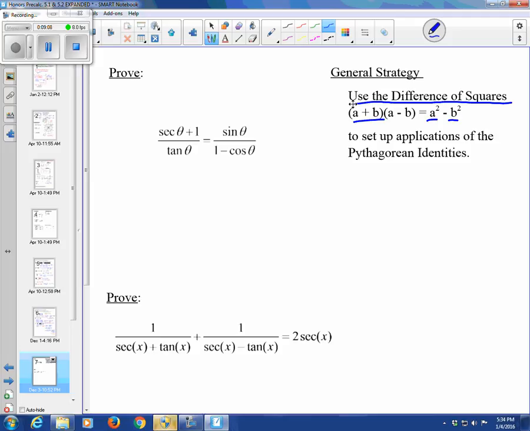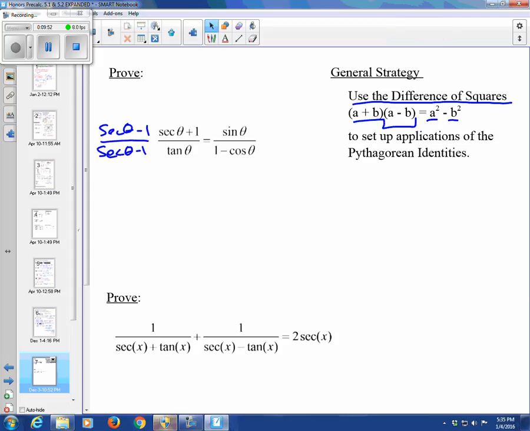So right here, if I'm looking at an equivalent statement like secant theta plus 1 over tan theta equals sine theta over 1 minus cosine theta, I can say, well, I can't really do anything with the Pythagorean identity immediately for secant theta plus 1 because secant isn't squared. But I could get that secant squared and have it subtracted from 1 if I multiplied by that a minus b, or secant theta minus 1. And now if I multiply in the numerator, I've got to multiply in the denominator, because I've got to multiply by something equivalent to 1.